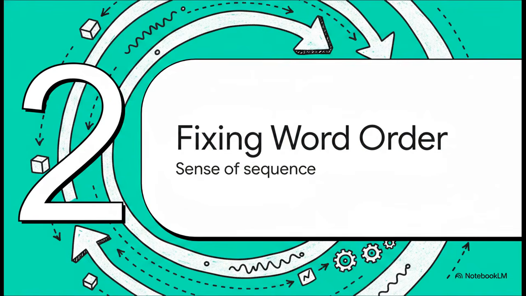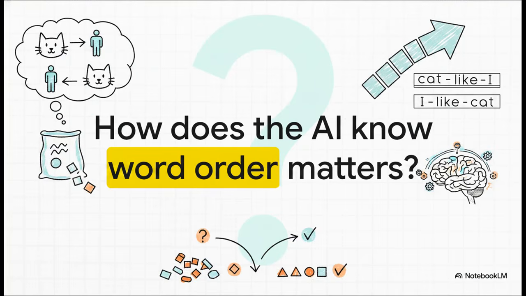Moving right along to Section 2, fixing word order and giving the AI a sense of sequence. Now, before this shiny new architecture can truly understand language, we've got a really fundamental problem to solve. Because as it stands, basic self-attention has absolutely no concept of sequence or time.